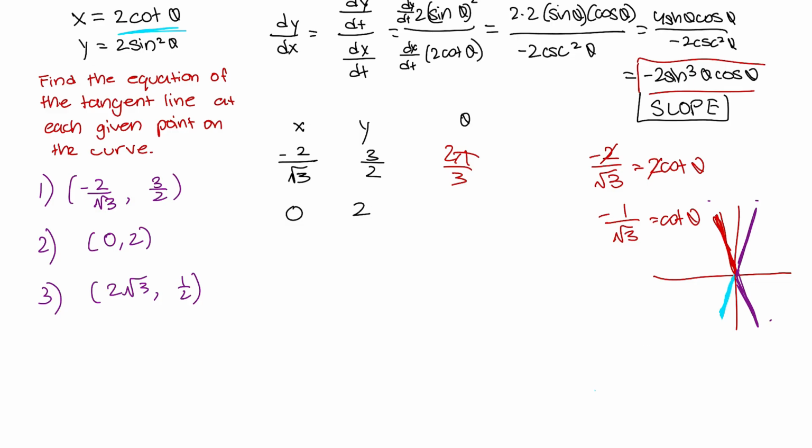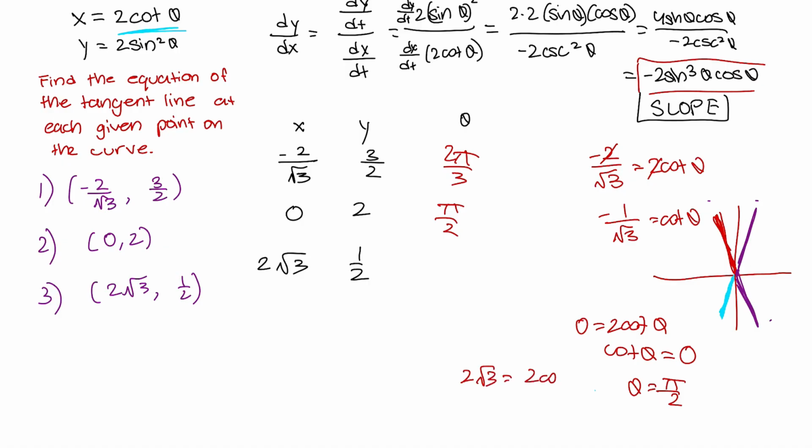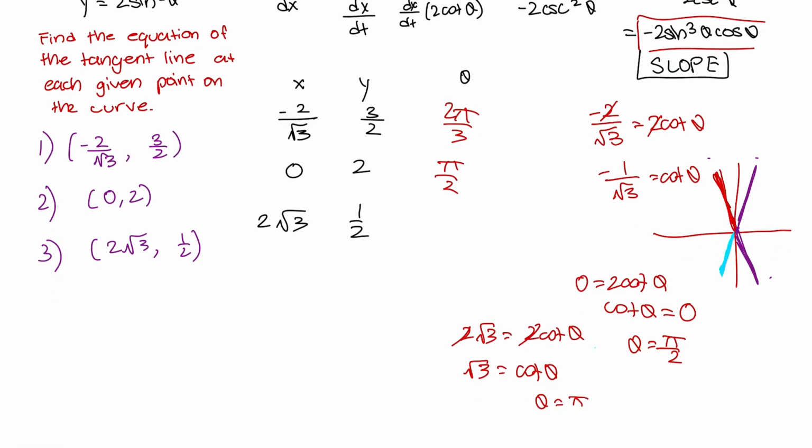So going back here, you're going to have 0 equals 2 cotangent theta, and that is going to be at the pi over 2 value. So this is your pi over 2. And then you have 2 root 3, 1/2. Plug that in back here. You're going to get 2 over root 3 equals 2 cotangent theta, divided by 2 on both sides. Root 3 equals cotangent theta, and that is your pi over 6 value. That's going to be pi over 6. And just to be clear, you could also say 7 pi over 6, etc., etc.